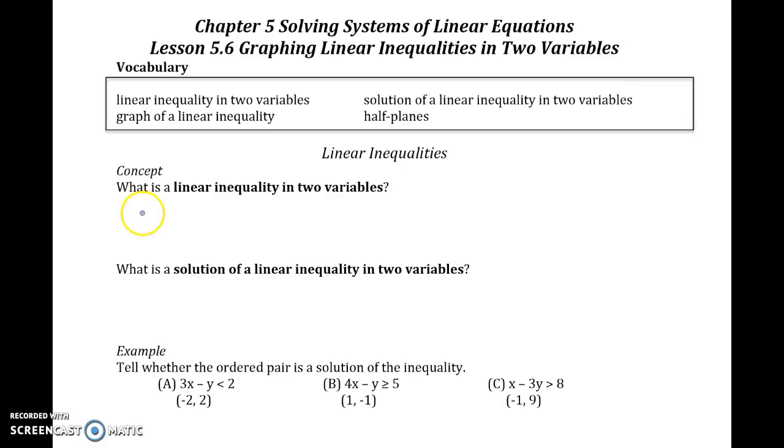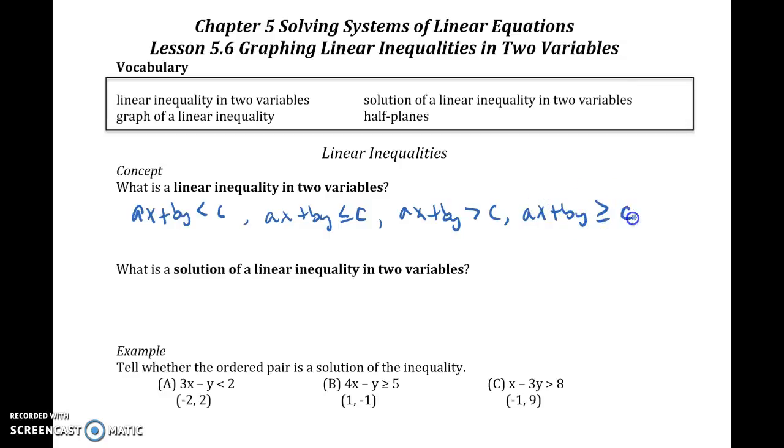So for example, it could be some number a times x plus some number b times y is less than c. Right? It could also be less than or equal to some number c. Can also be greater than. Could also be greater than or equal to. But the key thing here is you see it's x and y together. And what happens is we're going to be basically figuring out what ordered pairs make the inequality true to talk about the solution of an inequality in two variables.